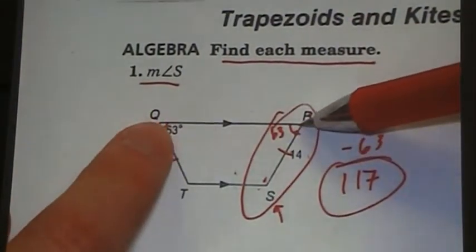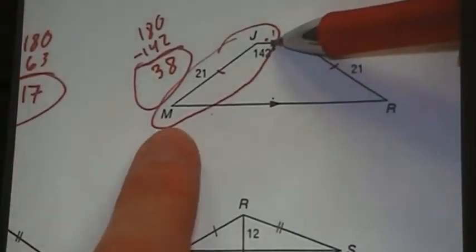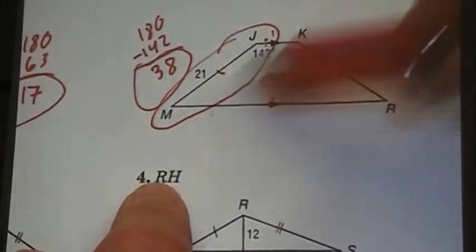That principle works for any trapezoid, not just isosceles. Isosceles trapezoids let us jump with the two angles, but this relationship here of consecutive interior angles happens with any trapezoid.